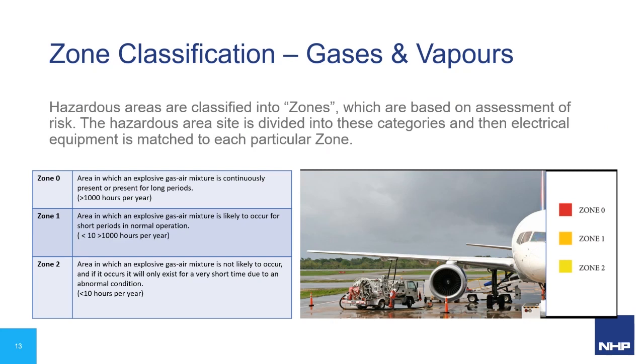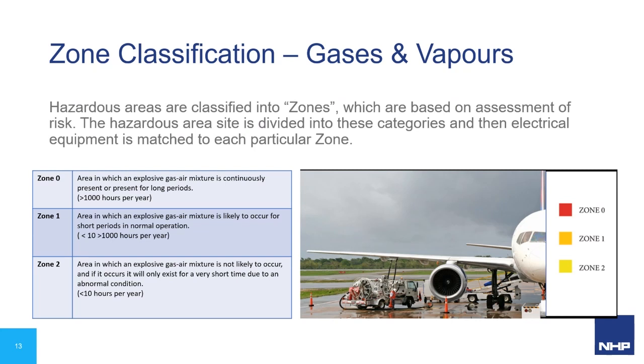Then you have zone 1, which is where the gas mixture is likely to occur during normal operation, but only for short periods of time. And it's usually near a filling or release point of the vessel. And then we have finally zone 2, which is where the explosive gas mixture is not likely to occur during normal operation, but may exist for a short period of time if there is a fault. So this could be anything from a leaking joint or a flange or any kind of leak. And it's just important to note that the times that are shown there are just a rule of thumb, and they're by no means a strict figure.